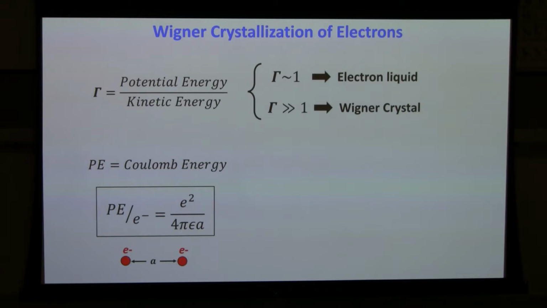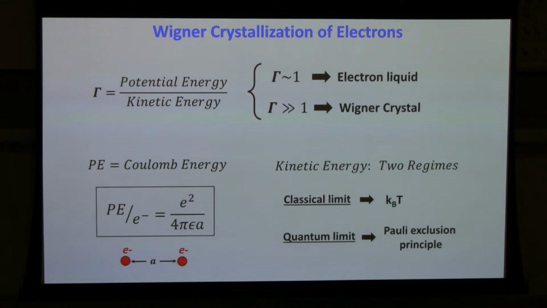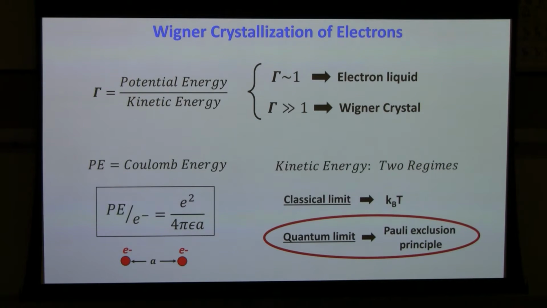The kinetic energy is a little bit more complicated. There's two different regimes, the classical and the quantum limit. In the classical limit, the thermal effects are most important. But in the quantum limit, it's really the Pauli exclusion principle that matters. And so for this talk, I'm just going to focus on the quantum limit. There's also interesting stuff in the classical limit, but I don't have time to talk about that.